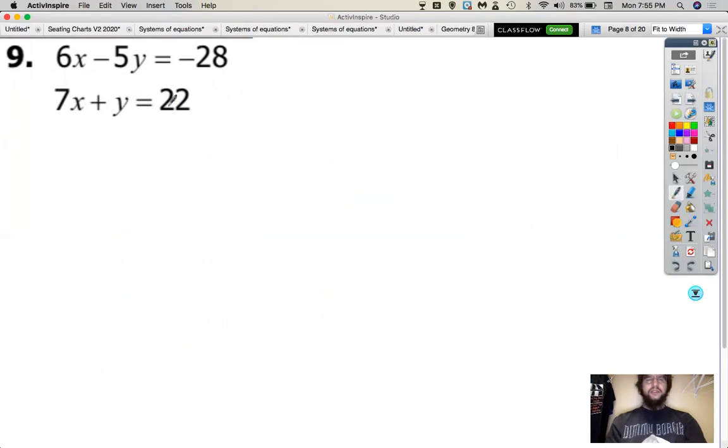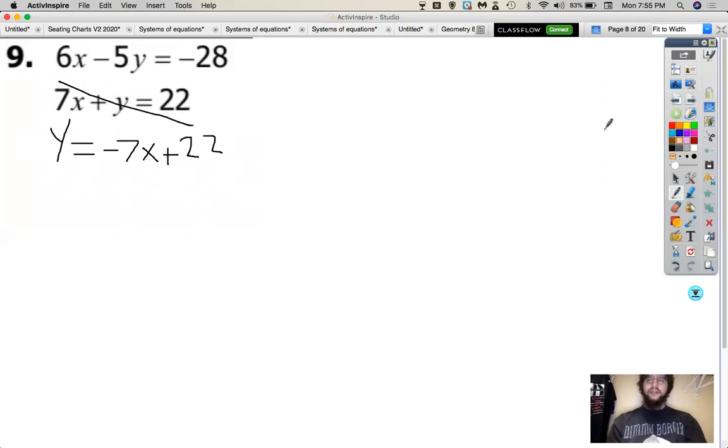So I'm going to solve this bottom equation for y. I'm going to subtract 7x from both sides. I get y equals negative 7x plus 22. It'd be perfectly fine if you did 22 minus 7x. Doesn't have to be slope-intercept form. It's just how I'm writing it. So now this equation doesn't exist anymore. I got this one instead.